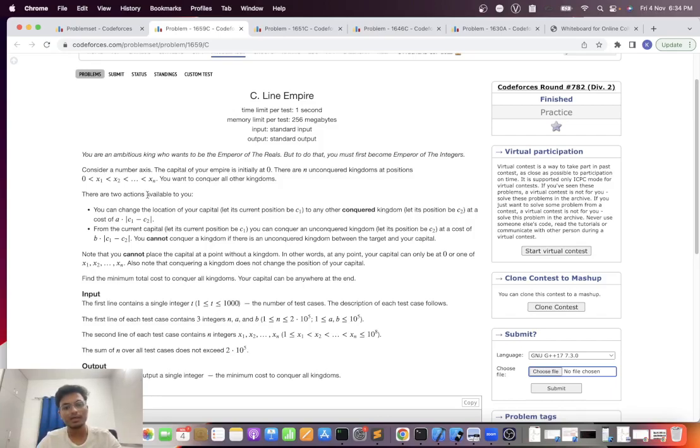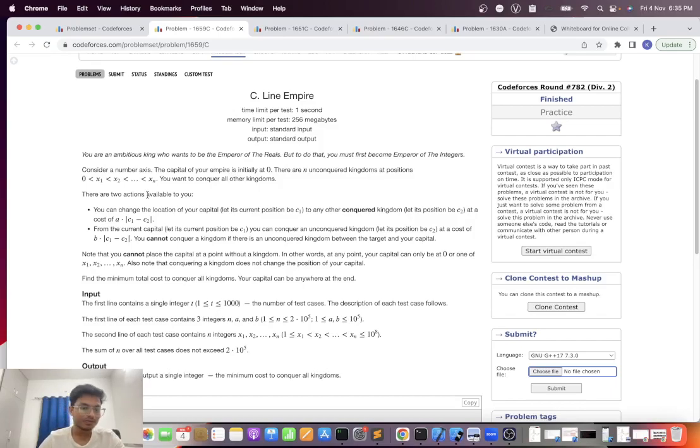You can conquer an unconquered kingdom, let its position be c2, at a cost of, okay, if I need to conquer, then it will be (c1 minus c2) times b. You can't conquer a kingdom if there is an unconquered kingdom between the target and your capital. So I have to conquer all these in a line. Note that you can't place the capital at a point without a kingdom, so it must be on x1 to xn only. Find the total cost to conquer all kingdoms. Your capital can be anywhere at the end.